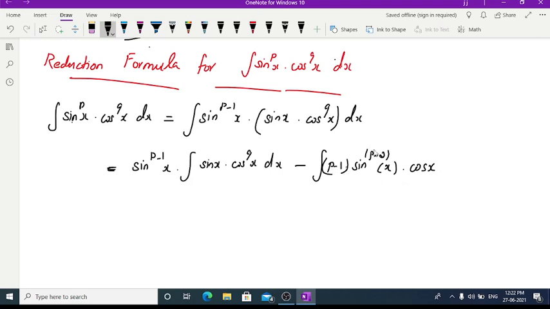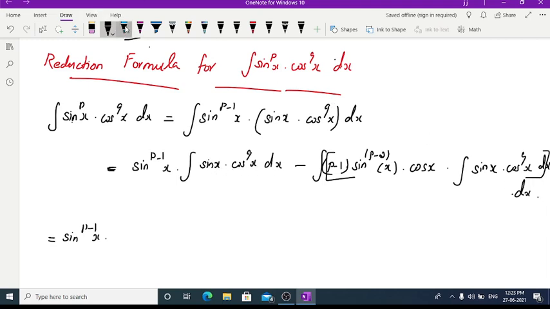Minus the integral of the differential of the first into the integral of the second, the integral of sin x cos^q x dx, into a common dx. This one is equal to sin^(p-1) x into the integral of sin x cos^q x dx. Here we want to find this integral.